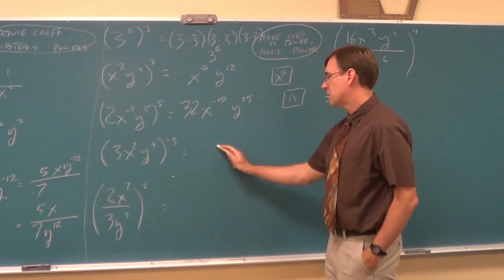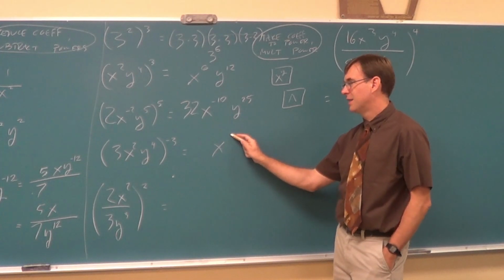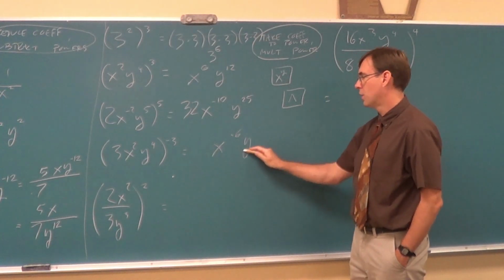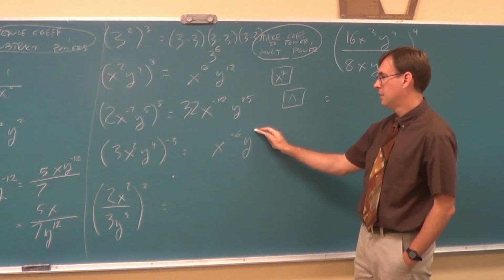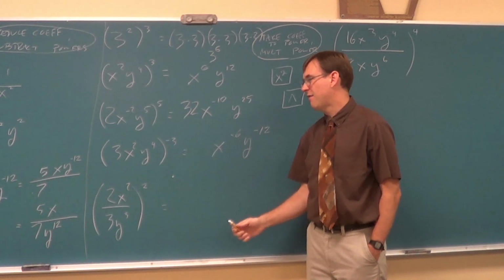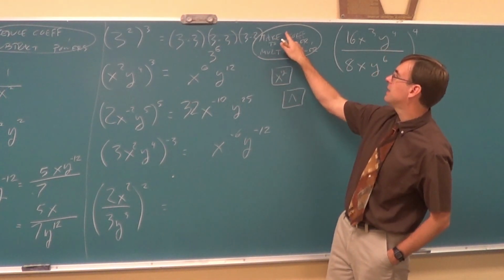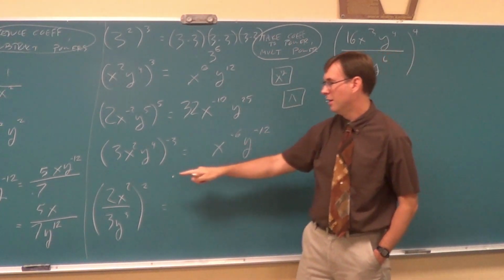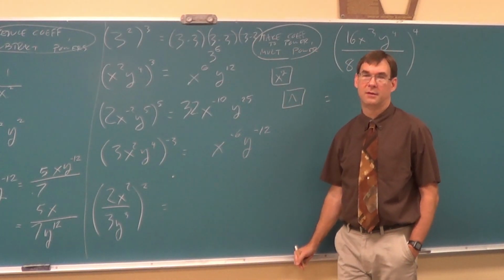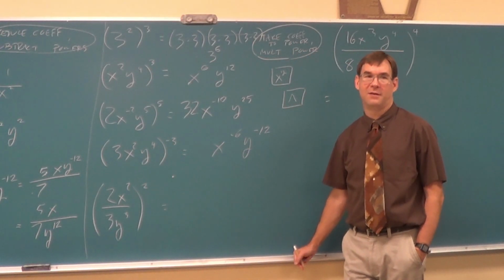Let's do the variables first on this one. This is going to go x to the -6. We're going to go y to the -12. What are we going to have happen to the 3 if we take that coefficient to a power? 3 to the -3 is close to 27. Negative 27. It's not -27.